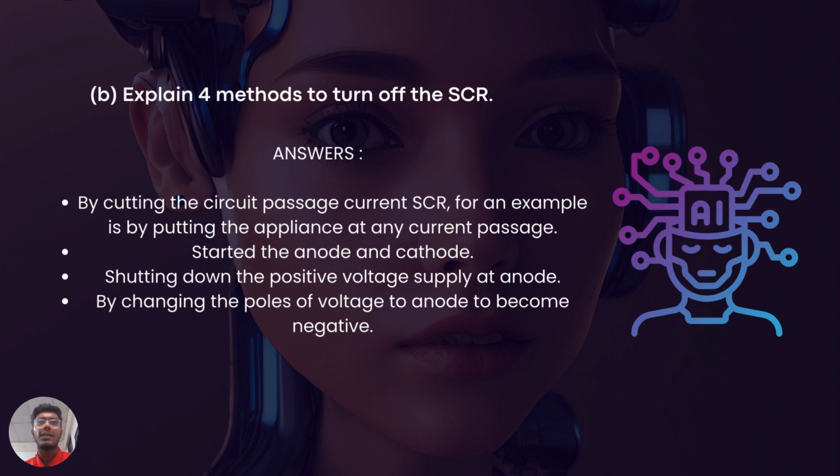Answer: by cutting the circuit passage current SCR. For example, by putting the appliance at any current passage, started the anode and cathode, shutting down the positive voltage supply at anode by changing the poles of voltage to anode to become negative.